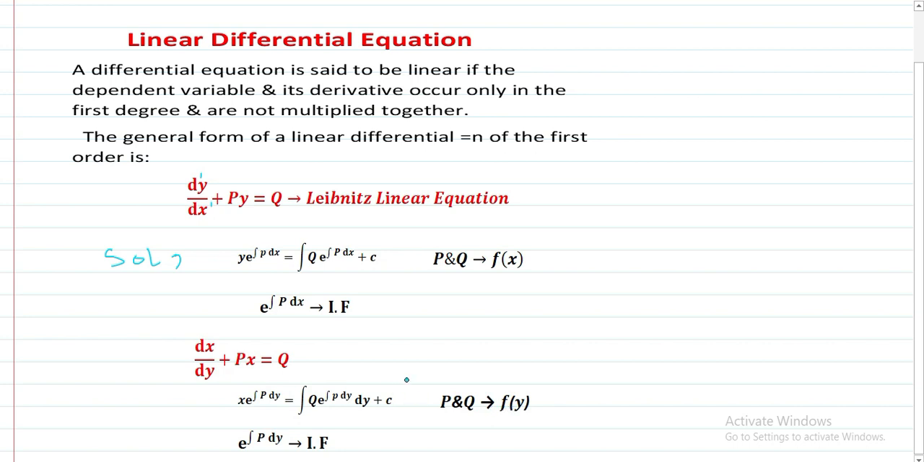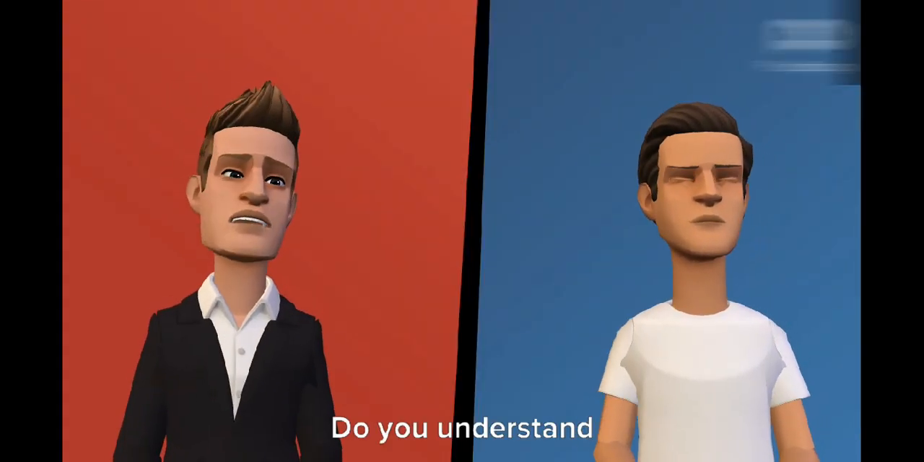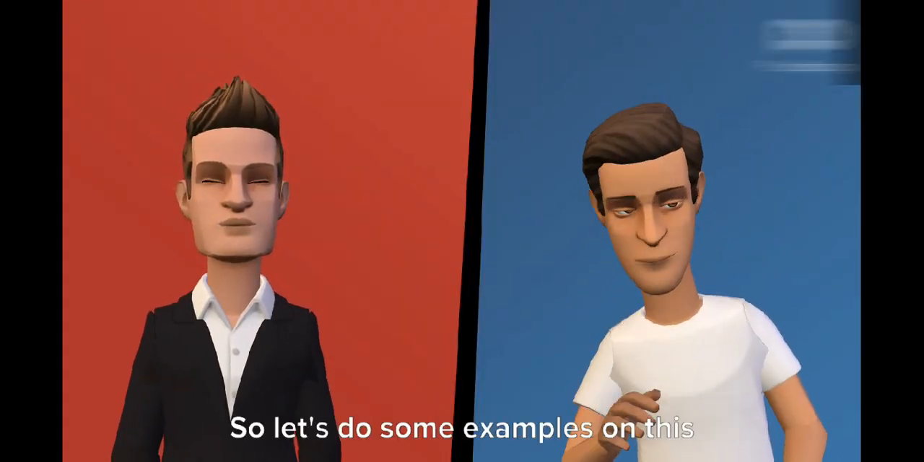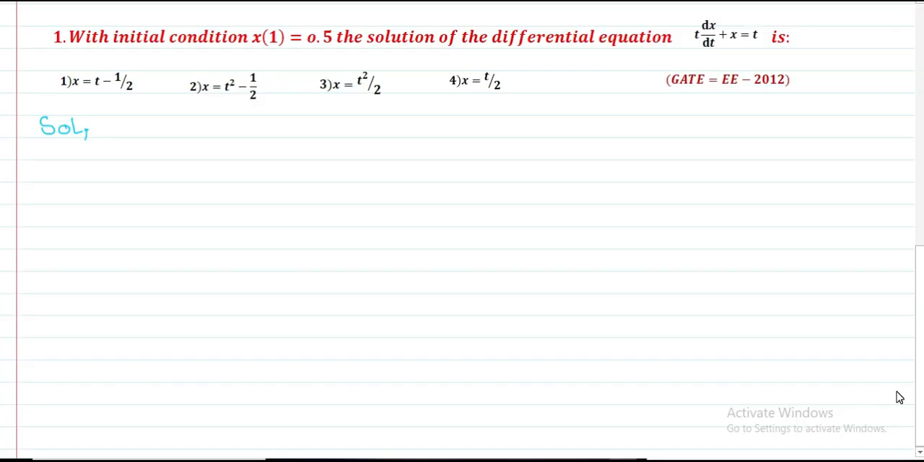But we have to remember one thing: in the general form, the coefficient of dy/dx or dx/dy is unity, this is 1. While solving a problem, if the coefficient of dy/dx or dx/dy is not unity, then we have to make the coefficient unity. Do you understand? Yes. So let's do some examples on this.